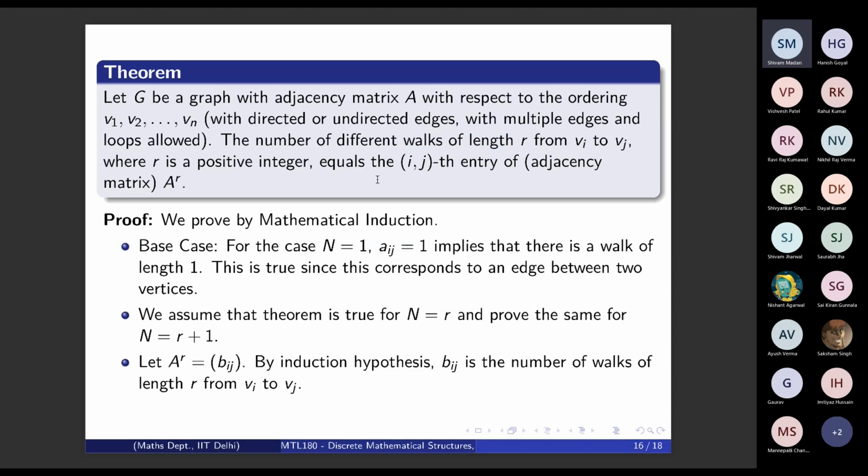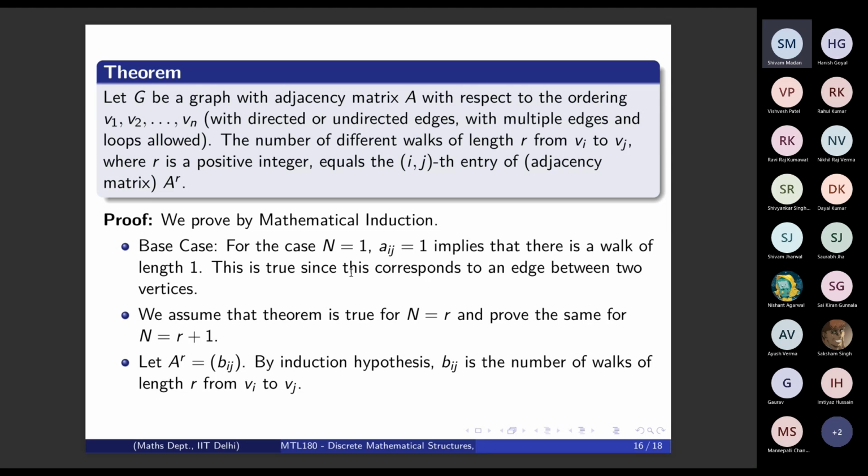Okay. Now we prove this by mathematical induction. If we take n equal to 1, sorry, there is a typo, this will be small n. For the case small n equal to 1, you can see that Aij equal to 1 implies there is a walk of length 1, and Aij is 0 if there is no edge between these vertices, right? Therefore, the theorem is true for n equal to 1.